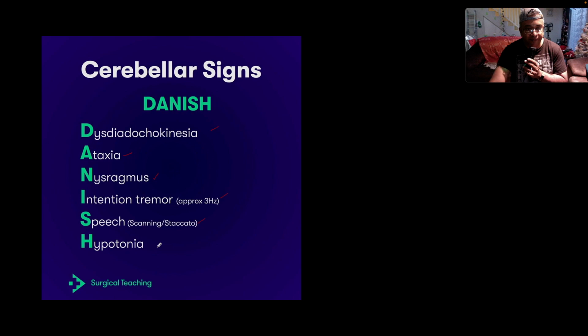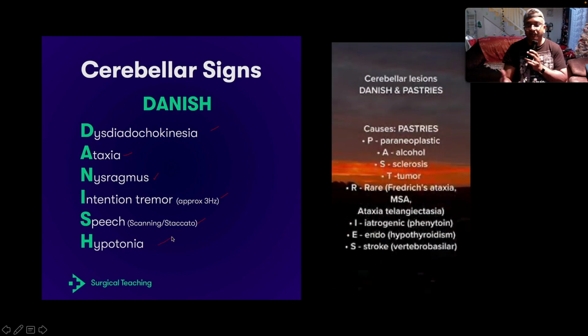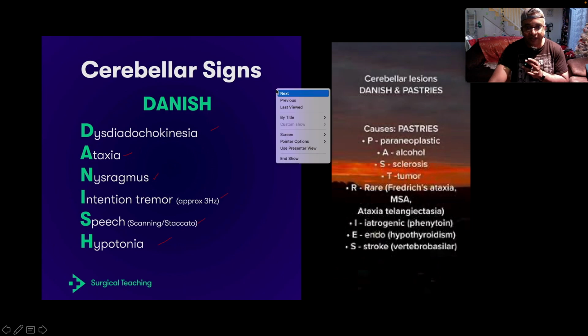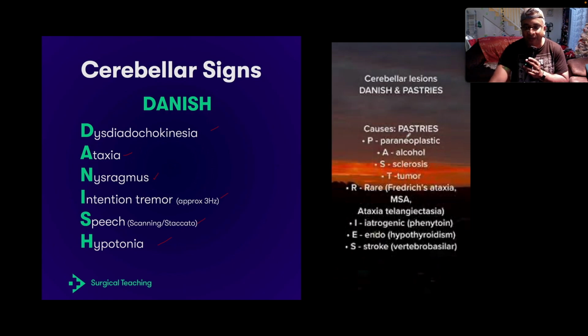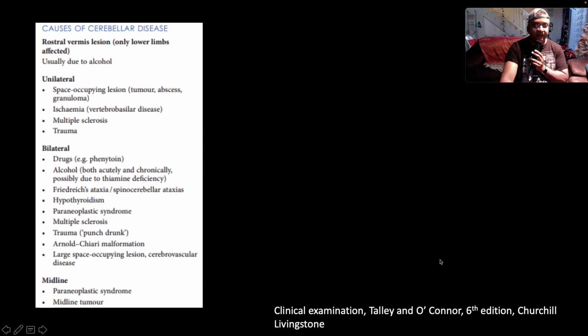H for hypotonia, right? And then in terms of the etiologies, there's another beautiful acronym called pastries. So they go together like a Danish pastry. P for paraneoplastic, A for alcohol, A for sclerosis in terms of multiple sclerosis, T for underlying tumor, R for rare being Friedreich's ataxia or multisystem atrophy or ataxia-telangiectasia, I for iatrogenic in the way of phenytoin toxicity, E for endocrine in the way of hypothyroidism, S in the way of stroke being vertebrobasilar stroke. So Danish in terms of the features, pastries in terms of the etiologies. Very nice. Okay, guys, this in a nutshell encompasses the causes of cerebellar disease.